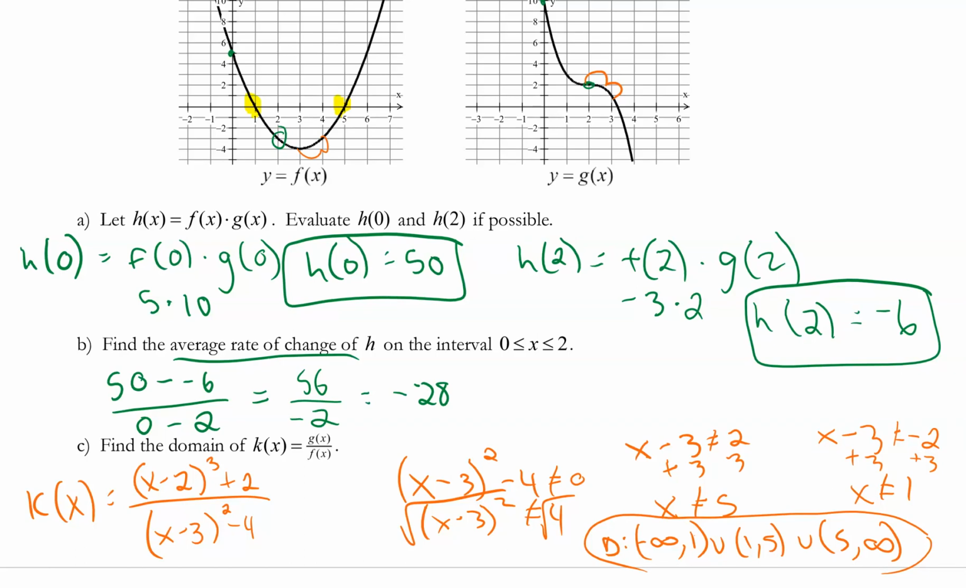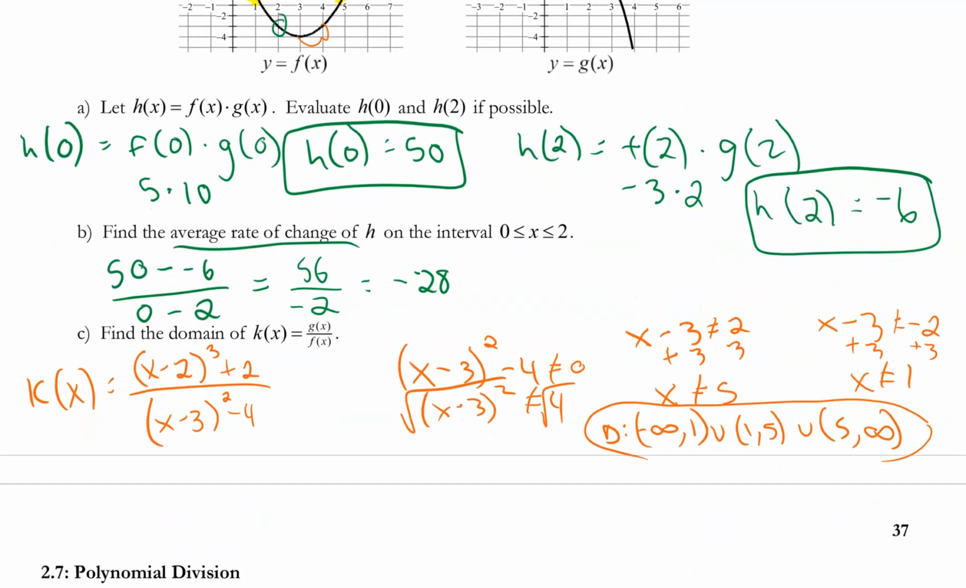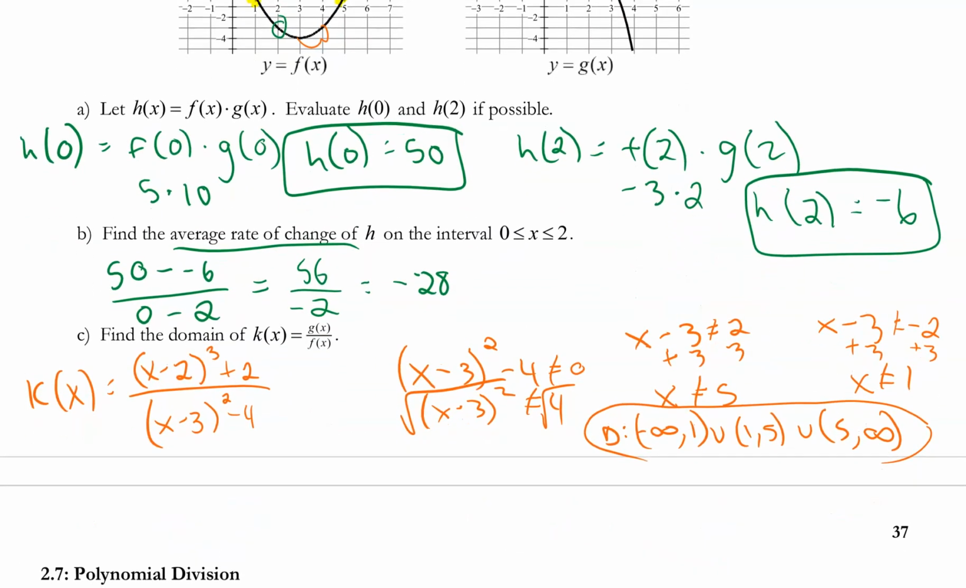Okay. We are all done with 2.6. Stay tuned for 2.7.